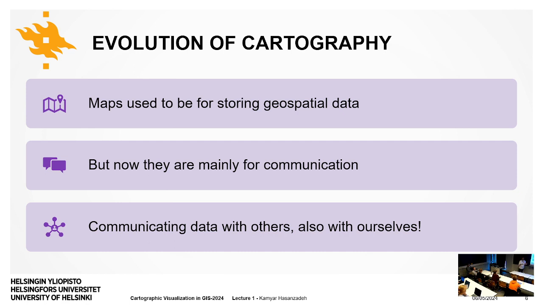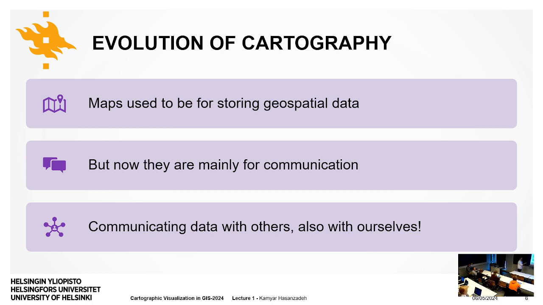So one way of looking at the evolution of cartography, a simplified way, is a bit like this. Maps were originally a way of storing geospatial data. But over time, they changed to more of something we use for communicating geospatial data. And this communication can be in different ways. Sometimes you communicate geospatial information with someone else, like you make a map for a presentation, or you have done some analysis and want to share your results with your colleagues or whatever audience you have, but also they are important in communicating the data with yourself.